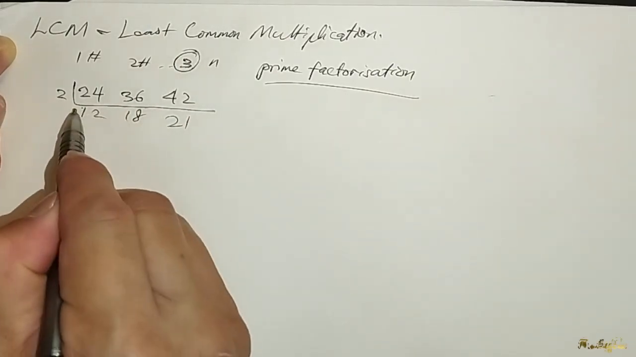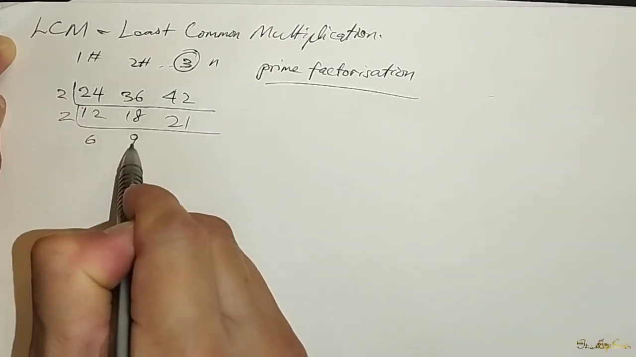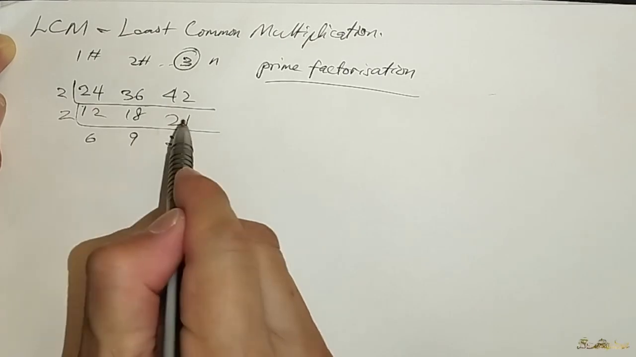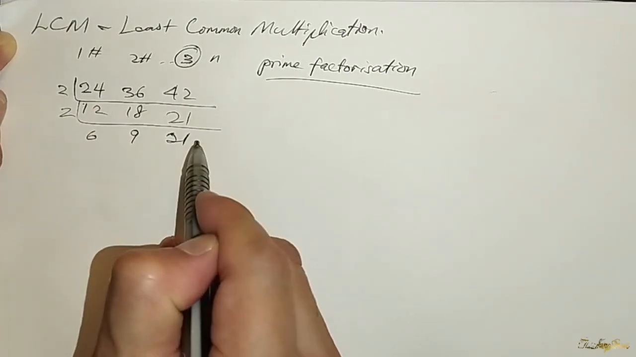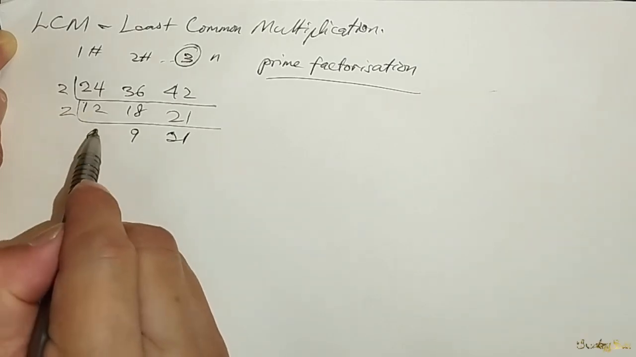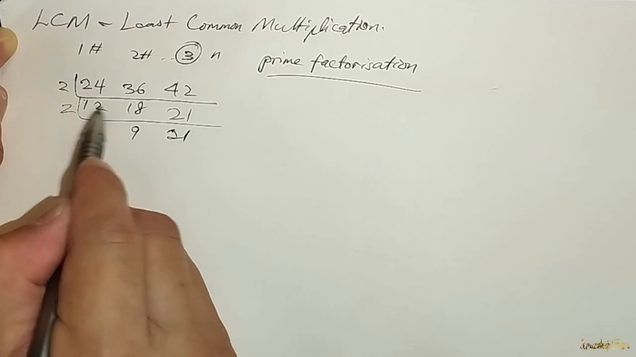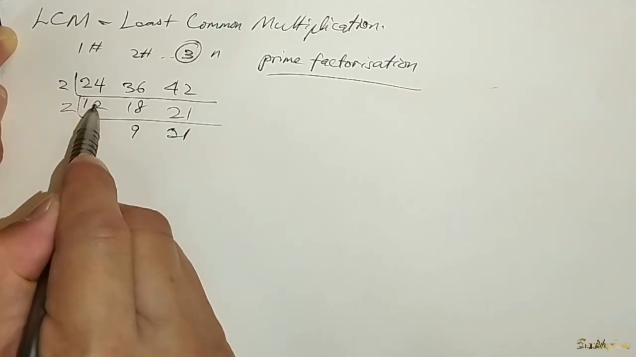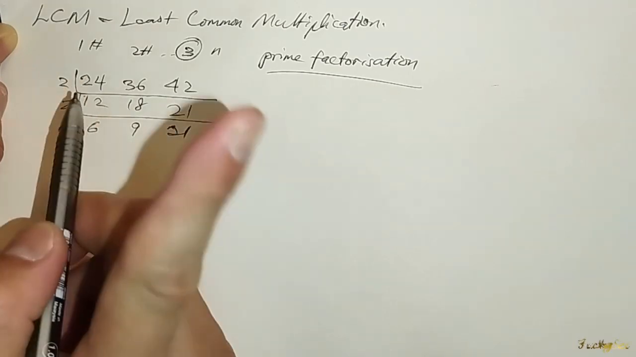Keep dividing, you can still divide further, and we'll divide again by 2. Now you get 6, 9, and 21. Because you can't divide 21 by 2, you write down 21 if it cannot divide. If you can divide, you write the value that is already divided. So 12 divided by 2 is 6, 6 times 2 is 12, 9 times 2 is 18. If you can't divide these odd numbers, don't divide.